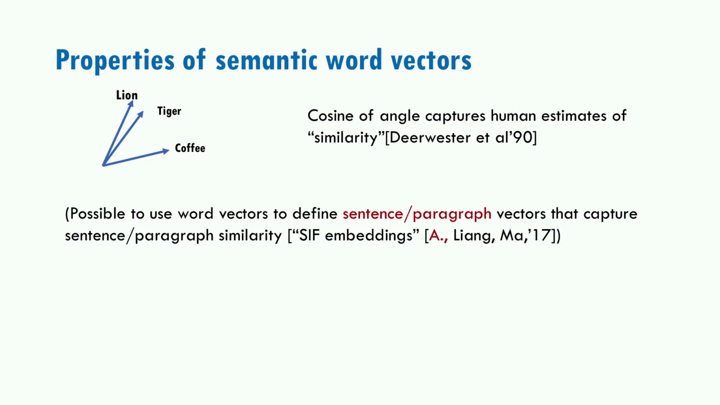It turns out you can also use word vectors to define, in a very simple way, sentence and paragraph vectors that capture sentence and paragraph similarity. So human ratings of similarity of sentences or short paragraphs, you can also capture using word vectors. There have been some papers, and maybe a good one is this SIF embedding that we did a year ago. You can incorporate these semantic vectors, the word meanings, into the movie rating task and improve it a bit. So that's possible too.